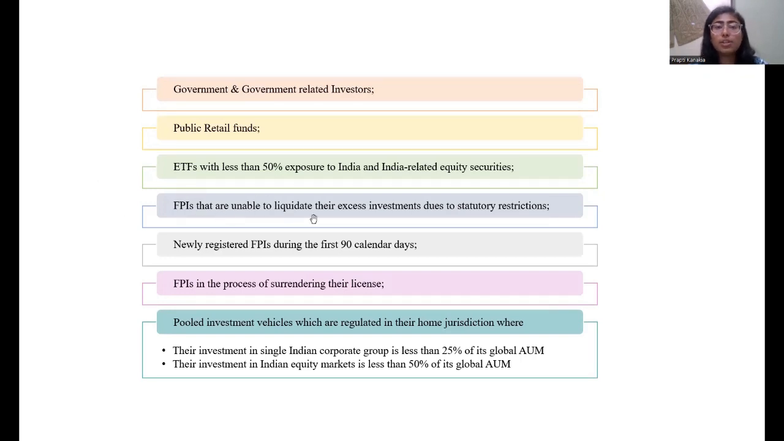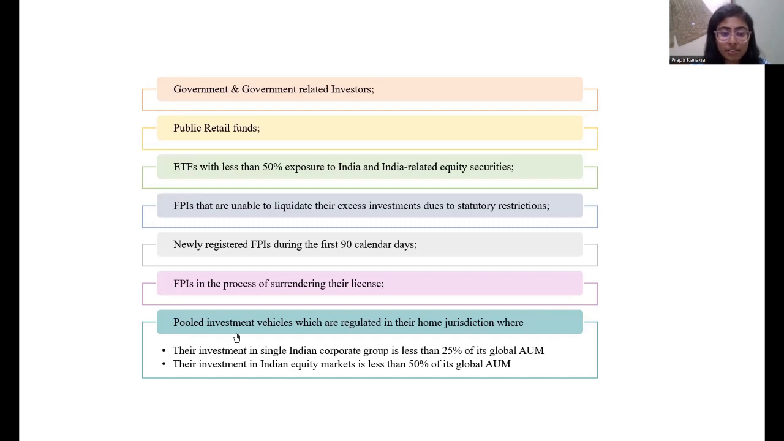FPIs which are not able to liquidate their investment, which may be because of a court order, or maybe there are some government restrictions that you are not allowed to sell the investments. In that case, the FPIs are not required to provide the disclosure. FPIs which have recently started the business, and FPIs which are in the process of surrendering their license. That means they are wrapping up their business from India, and therefore there is no requirement burdening them with the disclosure requirement of providing details of beneficial owners.